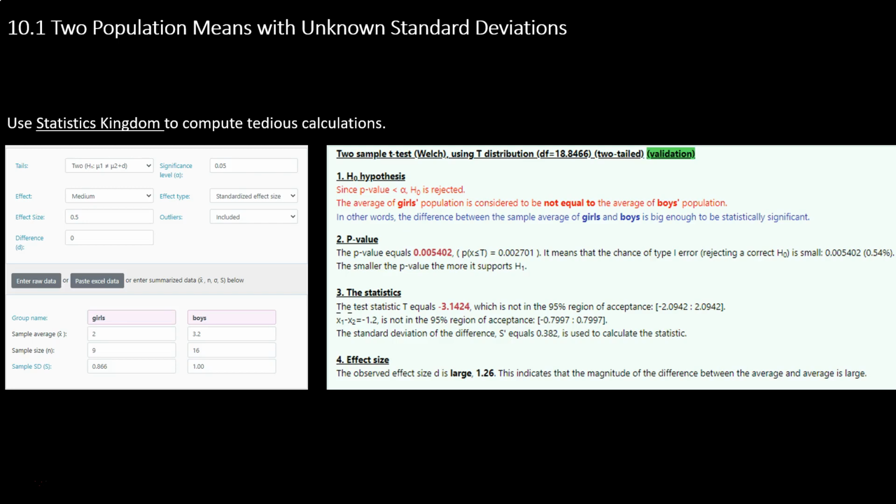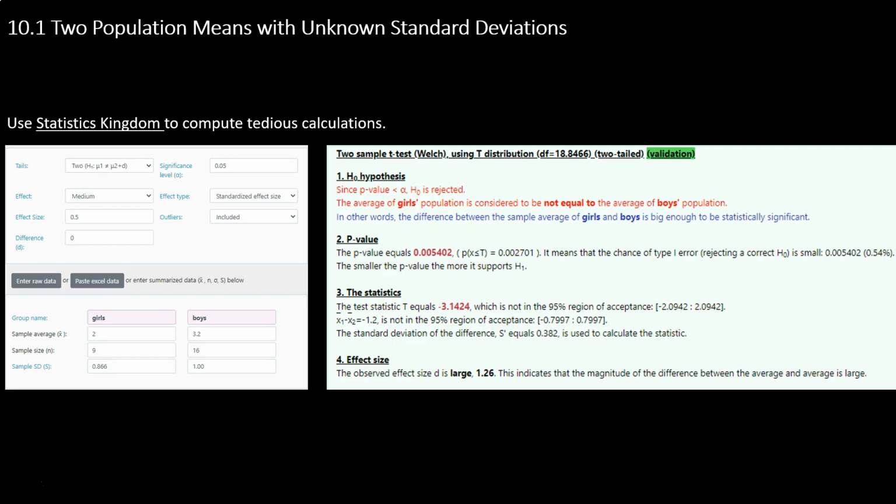We identified that we were looking at a 2-tail test, so we will use the drop-down for 2 tails. So the very first drop-down is the type of test. Next, you will enter in the significance level alpha of 5%. We're going to leave the effect type, effect size, and outliers as their preset. So we don't need to change those next 4 entry points. Leave them as they are.